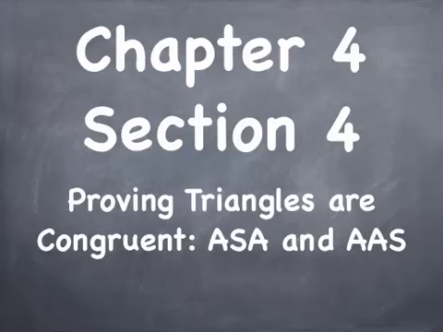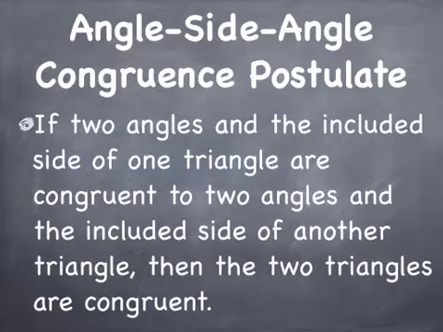Section for proving triangles are congruent using angle-side-angle and angle-angle-side congruence postulates. The angle-side-angle congruence postulate says that if two angles and the included side of one triangle are congruent to two angles and the included side of another triangle, then the two triangles are congruent.